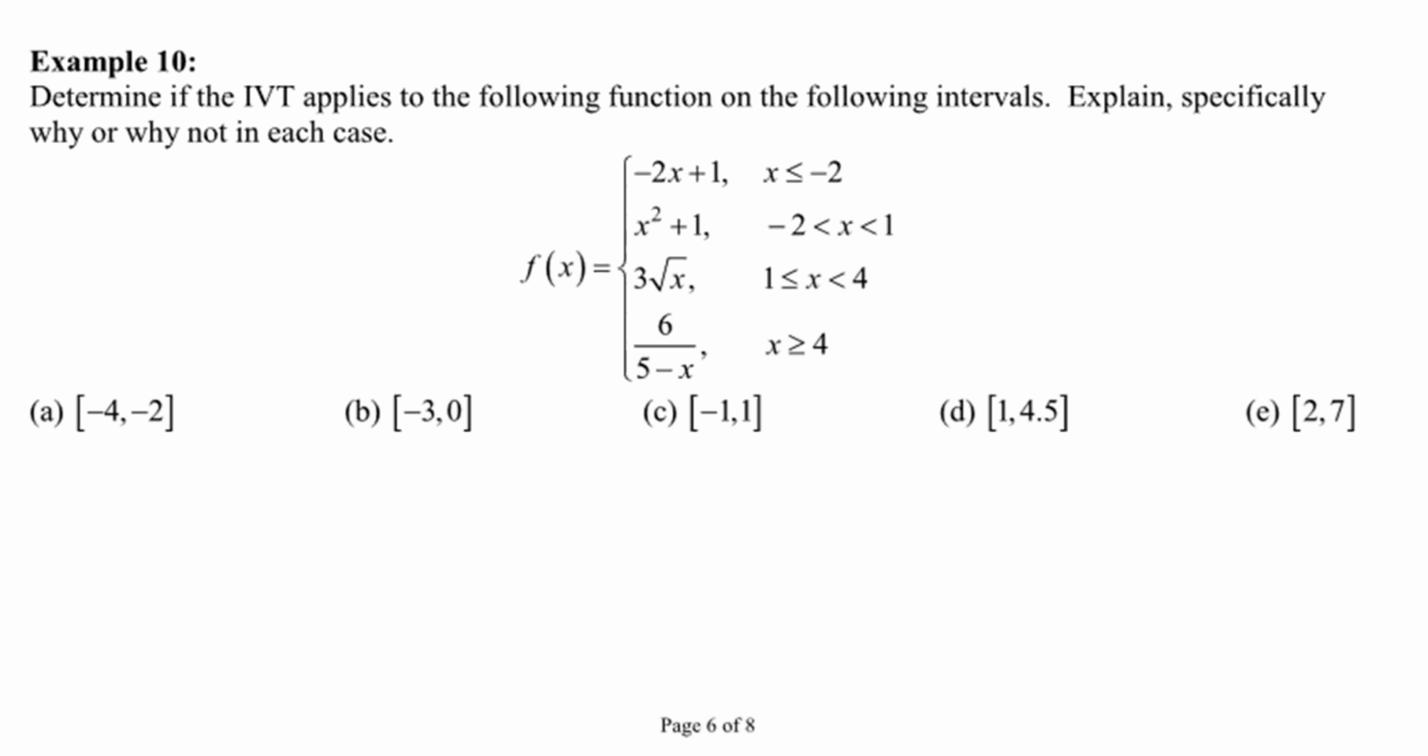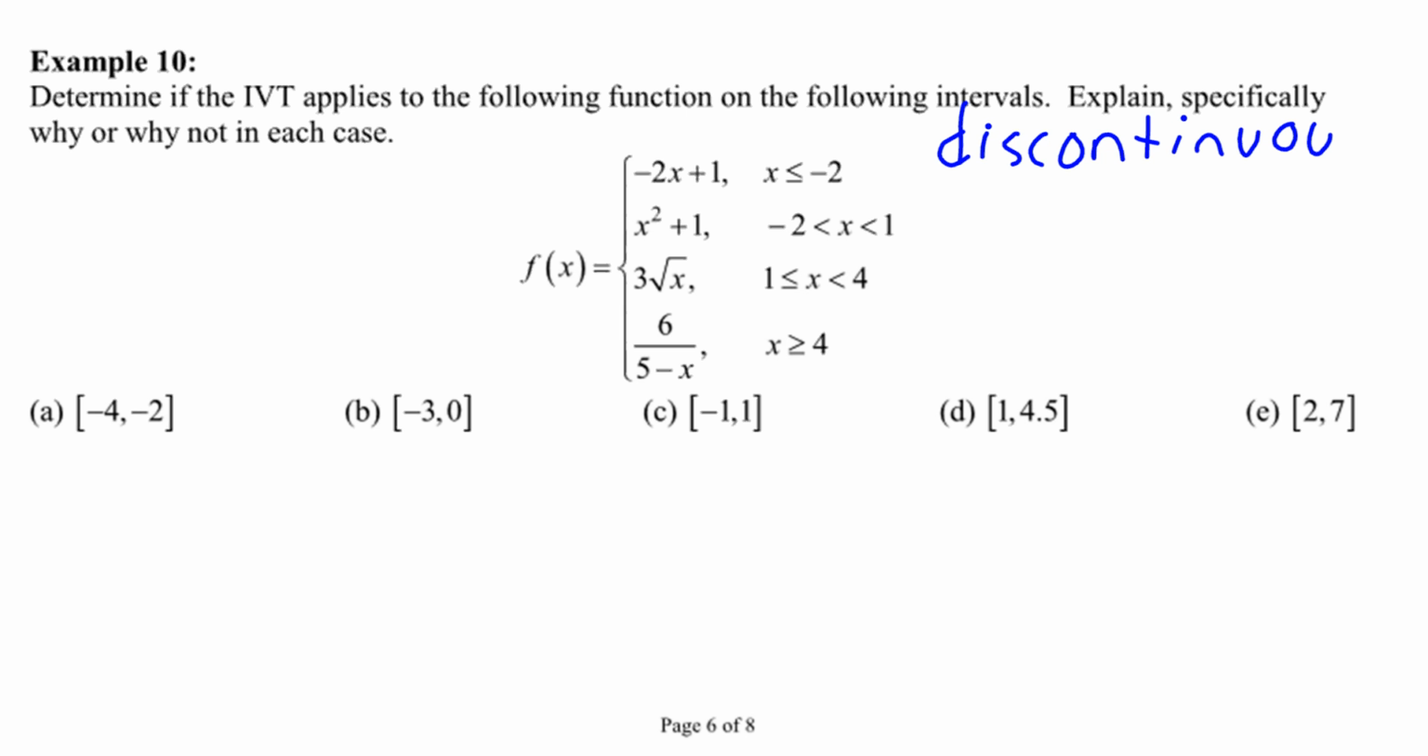This should be our last video for this section. We have example 10. We're still determining if the intermediate value theorem applies. We haven't actually used it yet. We still need to learn when we are able to use it. So if it applies, it should be continuous on a closed interval. So let's find out if there are any places where this function is discontinuous.